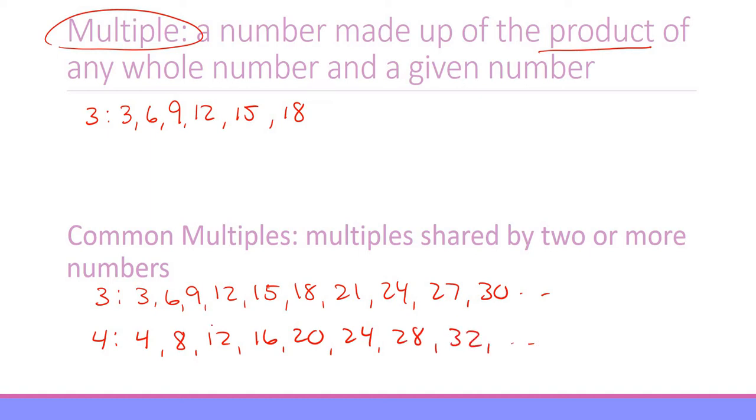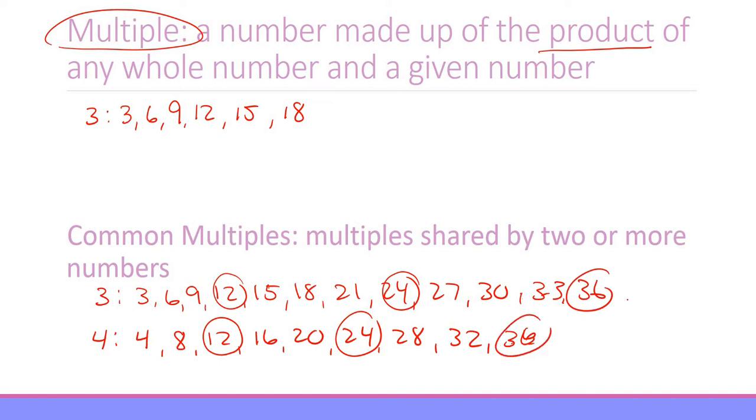32, etc. So the common multiples here would be 12, 24, and there will be others if we keep going. The next one would be 36. Okay, 30, 33, 36. And multiples go on and on forever. I can always find more common multiples.